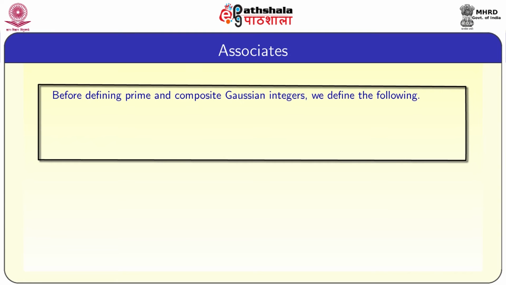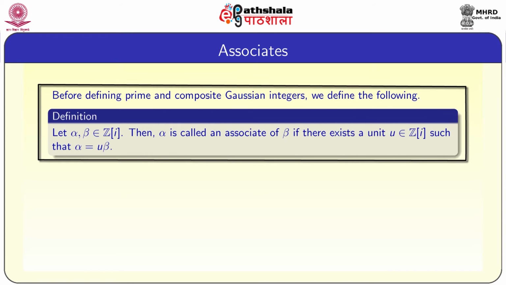Now, we are going to define another important concept in Gaussian integers, that is what we call associates. So, before defining prime and composite Gaussian integers, we define the following. If alpha and beta belong to Z[i], then alpha is said to be an associate of beta if there exists a unit u in Z[i] such that alpha equals u into beta.